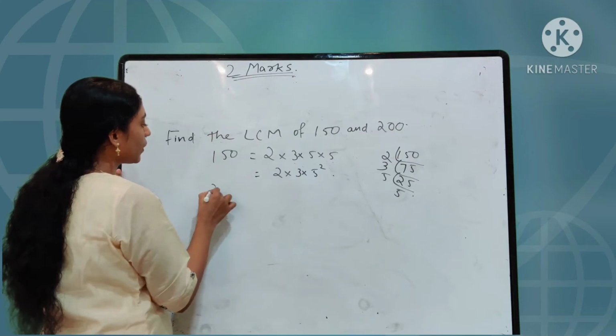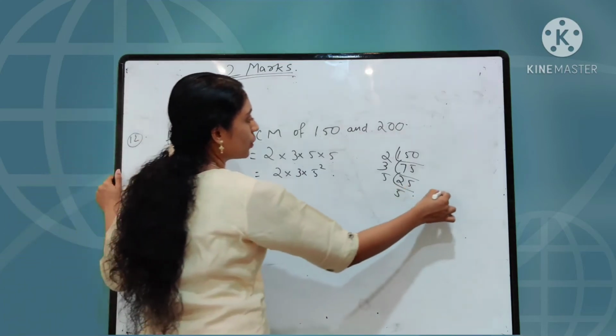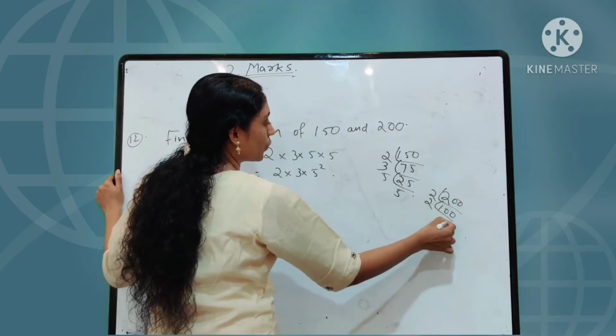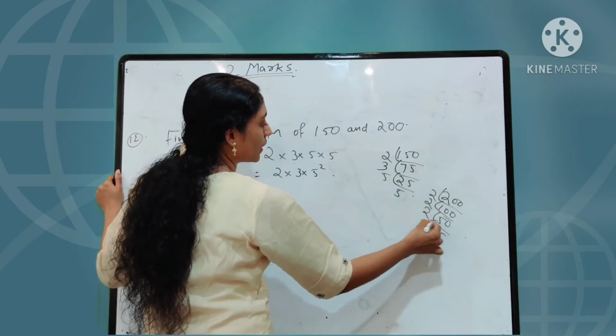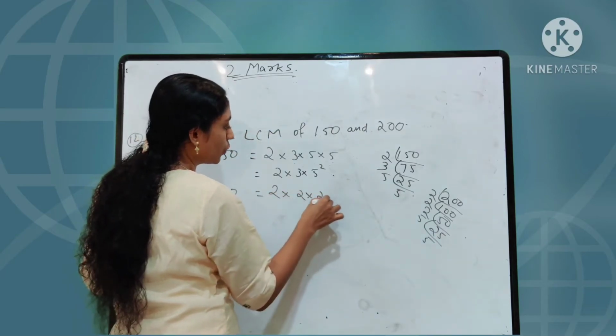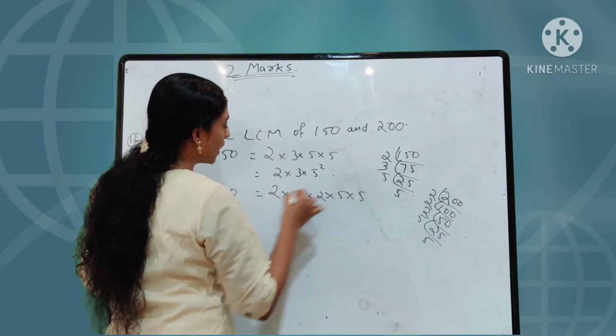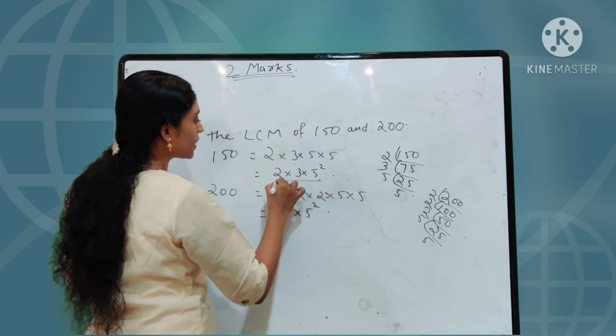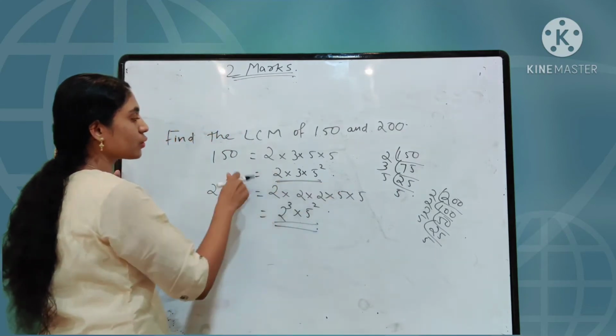And what about the prime factors of 200? 200 can be written as 2 into 100, 2 into 50, 2 into 25, then 5, 5. So which is equal to 2 into 2 into 2 into 5 into 5, right? Which can be written as 2 cube into 5 square, right? So we got the prime factors of these two numbers.